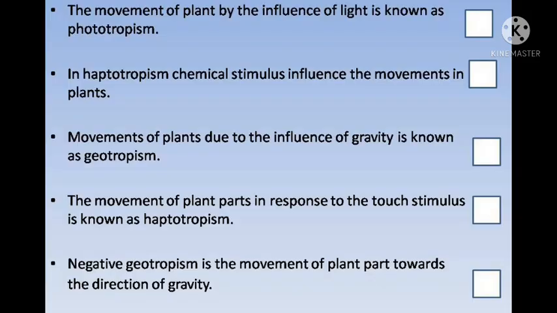Now, I will give you a few statements from which you have to find out the right statements and give reasons for wrong statements. The movement of plants by the influence of light is known as phototropism. In haptotropism, chemical stimulus influences the movements in plants. Movements of plants due to the influence of gravity is known as geotropism. The movement of plant parts in response to the touch stimulus is known as haptotropism. Negative geotropism is the movement of plant parts towards the direction of gravity.